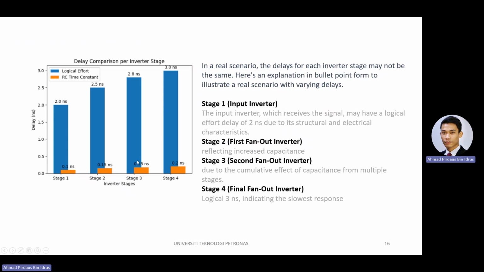And in stage 3, we can see this increase even further, whereby the logical effort is 2.8 nanoseconds and the RC time constant is 0.18 nanosecond. This is due to the cumulative effect of the capacitance from the multiple earlier stages. And stage 4, the final, has a logical effort of 3 nanoseconds, indicating the slowest response, and the RC time constant has increased up to 0.2. So, that's the real scenario of the delays.